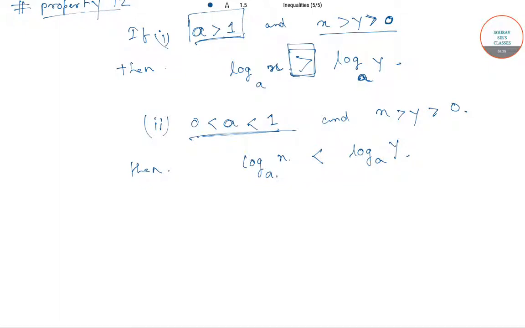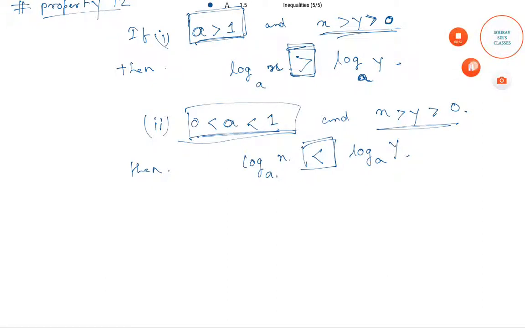So as we can see, if a is greater than 1 and x is greater than y is greater than 0, then log base a x is greater than log base a y, and if a lies between 0 and 1, then log base a x is less than log base a y, where x is greater than y, which is greater than 0.